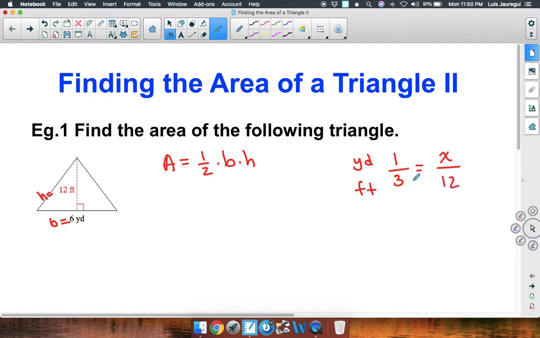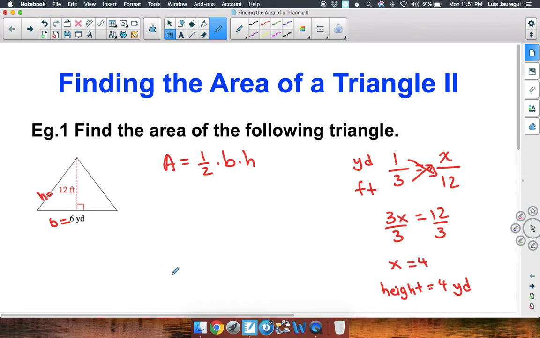Now cross multiplying, we have 3 times x becomes 3x, and 1 times 12 becomes 12. Now solving for x by dividing by 3, we get that x is equal to 4, because 12 divided by 3 gives you 4. So the height is equal to 4, and since the x's are along the label of yards, it is 4 yards.